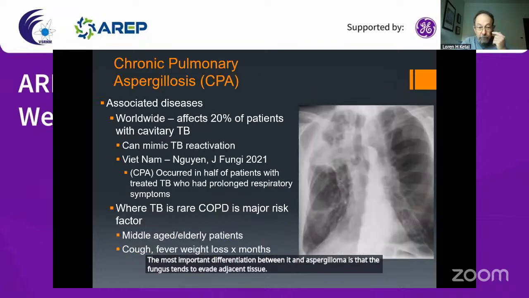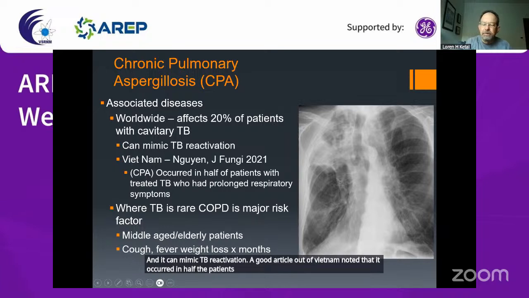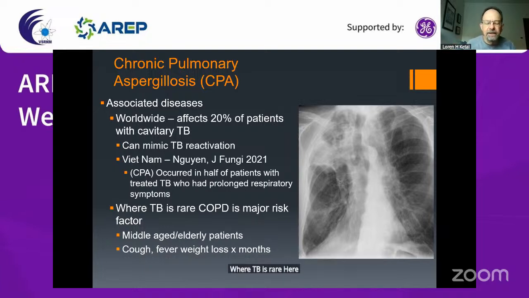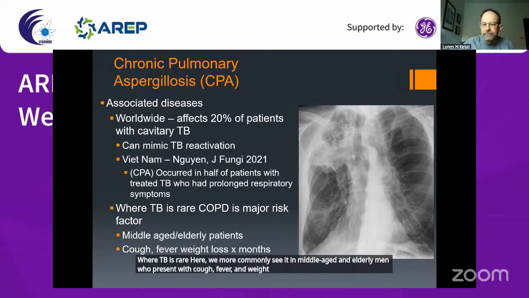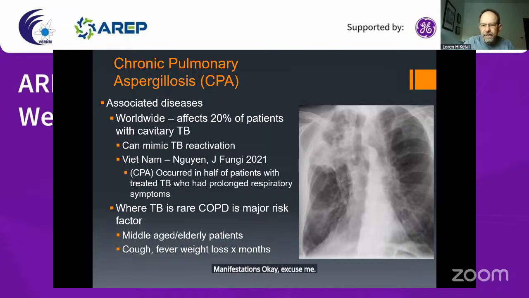Okay. This is a problem worldwide. It may affect up to 20% of patients with cavitary TB, and it can mimic TB reactivation. A good article out of Vietnam noted that it occurred in half the patients who had treated TB but prolonged respiratory symptoms. So it's something important to think about. Where TB is rare, here we more commonly see it in middle-aged and elderly men who present with cough, fever, and weight loss for several months. Here we go. As you can see here with volume loss, etc.